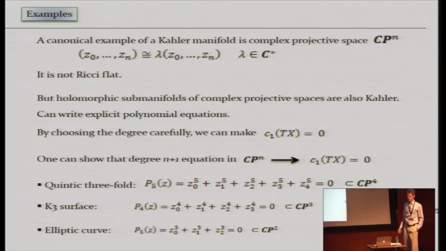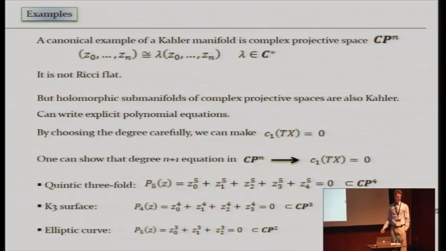So we have a Kähler manifold, but we don't want just a Kähler manifold. We want a Ricci-flat Kähler manifold. We want a Kähler manifold which has a vanishing first Chern class. This isn't it. But holomorphic submanifolds of a complex projective space are also Kähler. Basically, you pull back the Kähler form. It will still be closed. It will still be positive. So that will still work.